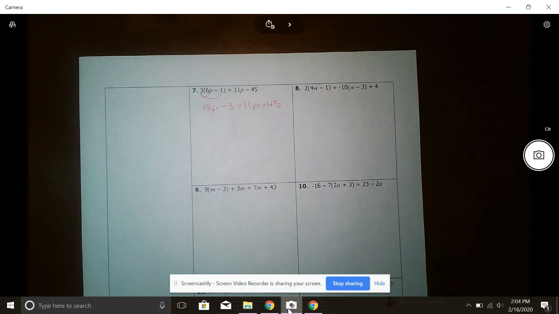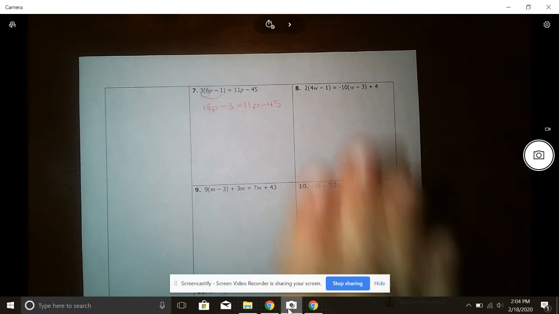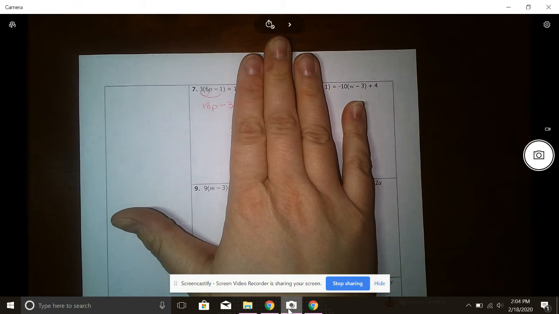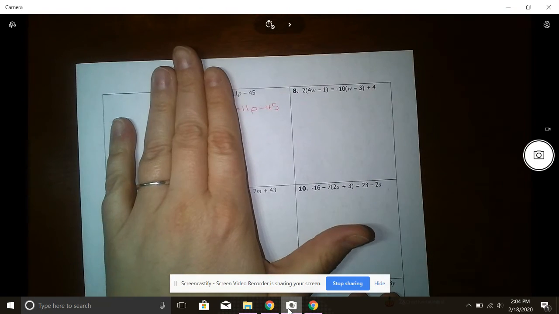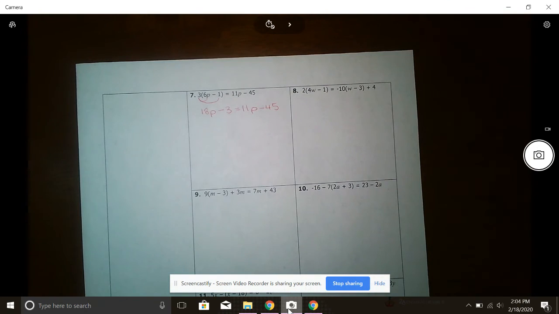Now I want to combine any like terms if I have them. So let's check. Cover up the right side. I've got 18p minus 3. Nothing can be combined there. Cover up the left side. I've got 11p minus 45. Nothing can be combined there.